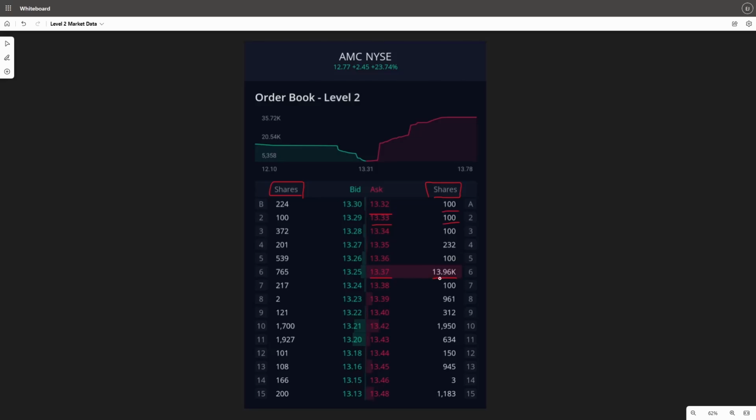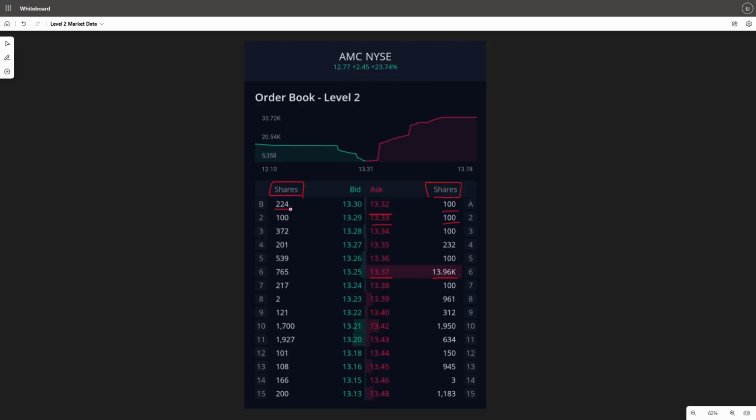This is a big order, and I'll explain later on how you can use these different share sizes to sort of predict what's going to happen next with the stock. The main thing I want you to get out of this column is that these are the number of shares that people are trying to sell their stock at. And it's the opposite for the bid side. This is the number of shares that people are trying to buy in with.